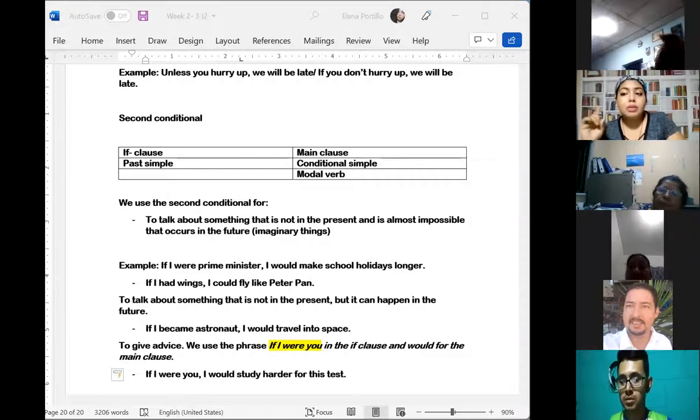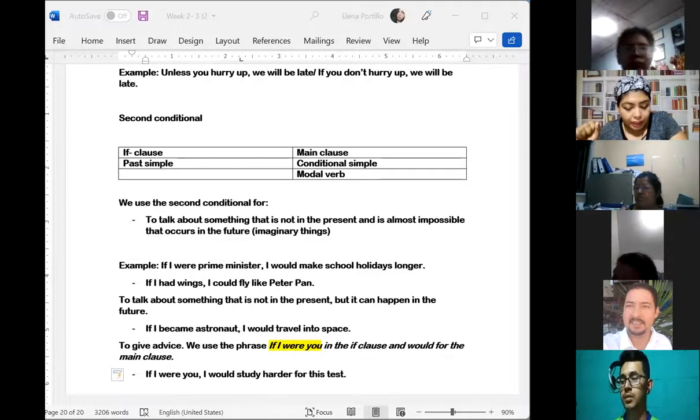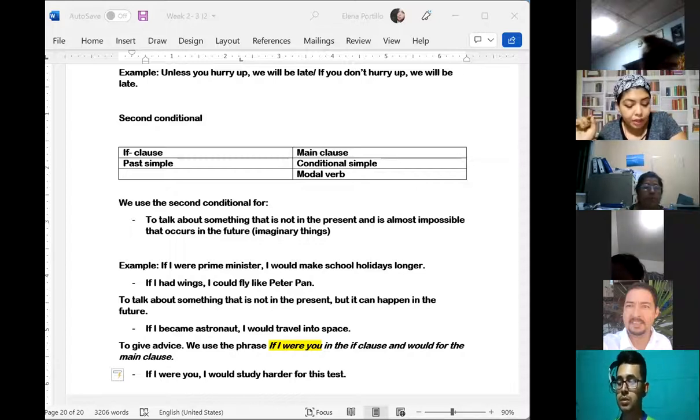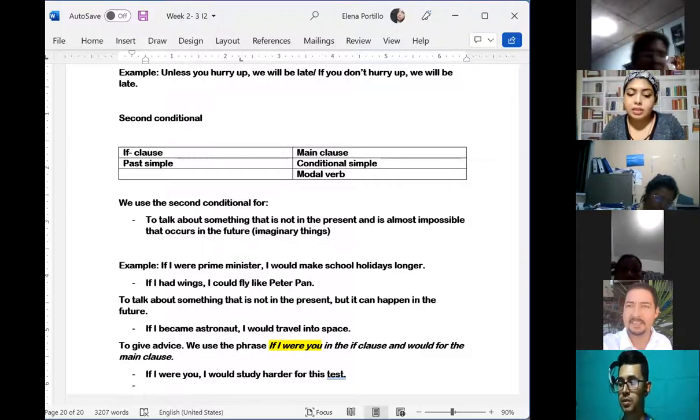Para todas las personas vamos a utilizar el were in this case. No vamos a ponerle was o algo parecido, sino que en este caso solo para dar consejos vamos a utilizar el were con todas las personas. Y es algo obligatorio. If he weren't so lazy, he would find a job. Si no fuera tan perezoso, encontraría un trabajo. And in this case, we are using he. We are going to see this example because we are going to use were with all of the pronouns in this case.